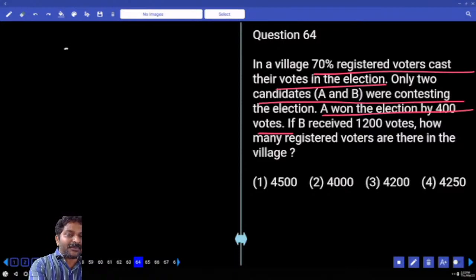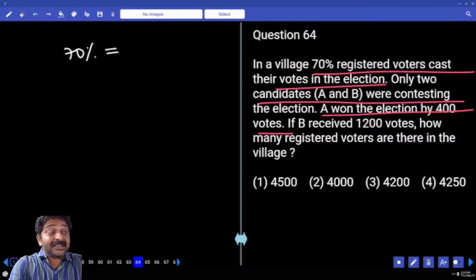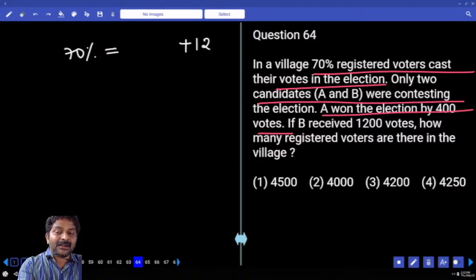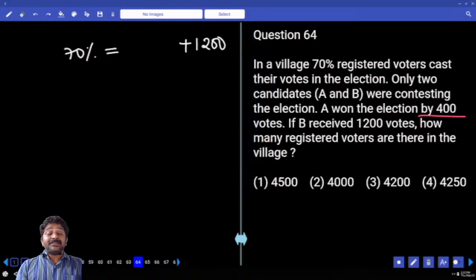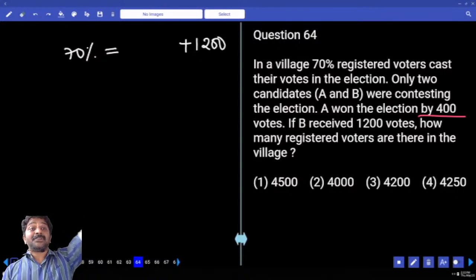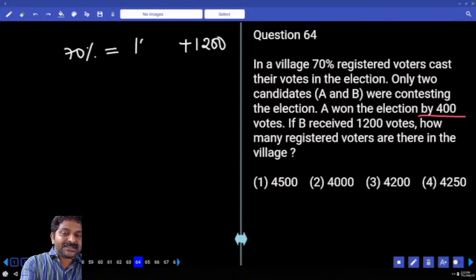That means the total number of votes cast were 70%. And can I also say the number of votes received by both the contestants is equal to 70%. And you know that B already got 1200 votes. Who won? A won the election. By how many votes? That means A should get 400 more votes than B, right? That means that must be equal to 1600. How much is this?